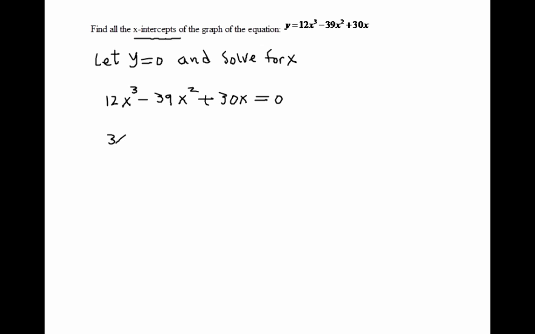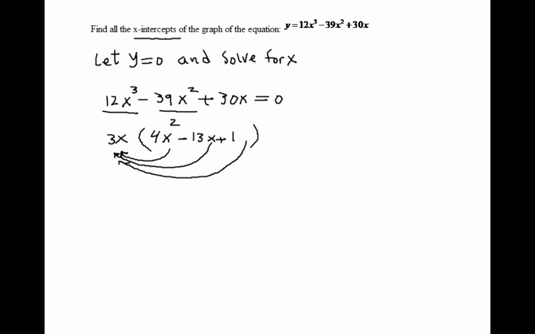Also, what else? x. So if I factor that out, what times 3x gives me 12x to the power of 3? 4x to the power of 2. Minus, once again, what times 3x gives me the second term? 13x. Good. Plus, what times 3x gives me 30x? 10. So here we have 3x times the parentheses equal to 0. We can solve for that, and then we need to factor the second parentheses more to be able to solve for all the solutions.